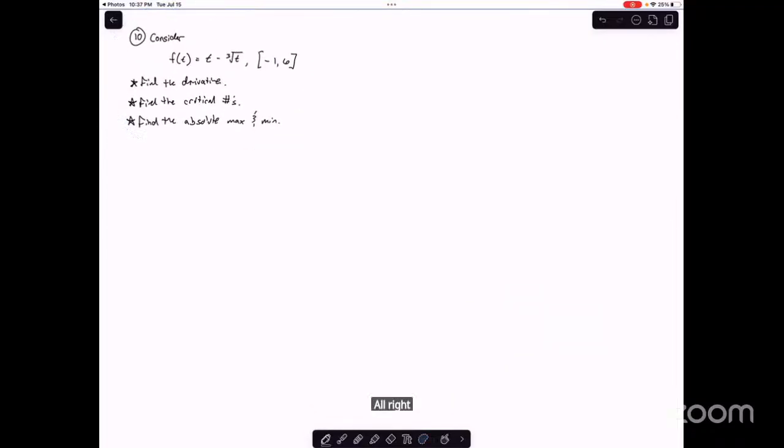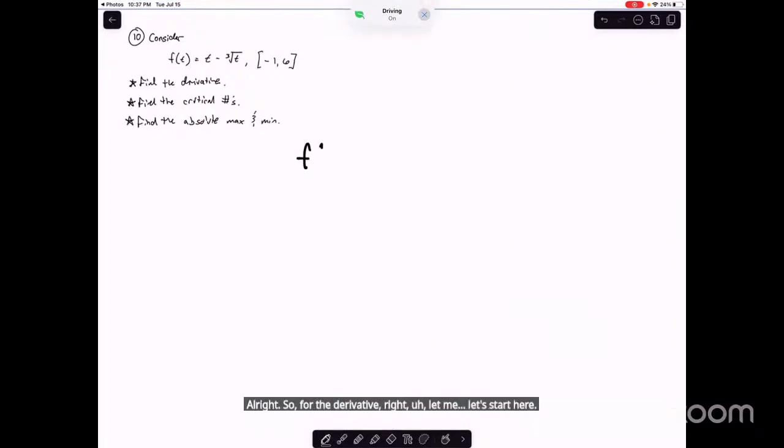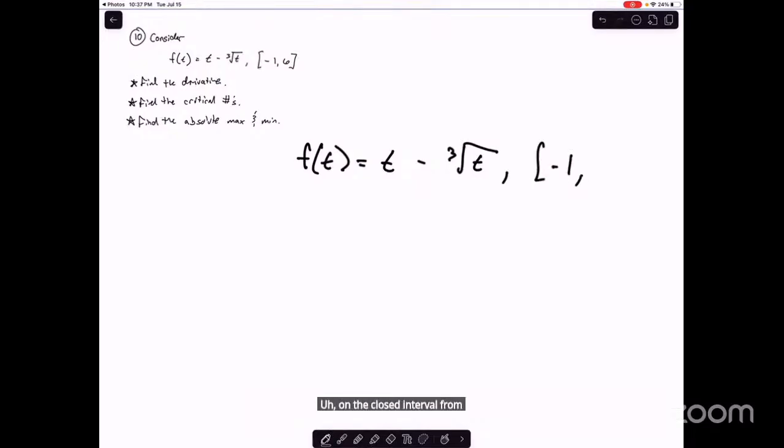All right. So for the derivative, let's start here. We have f of t equals t minus the cube root of t on the closed interval from -1 to 6. You can just do this part by part. If we focus on t by itself, the derivative of t is just going to be 1, right? The power comes down, and we subtract 1 from the power, so it's 1 times t to the power of 0. T to the power of 0 is 1, so 1 times 1 is 1.